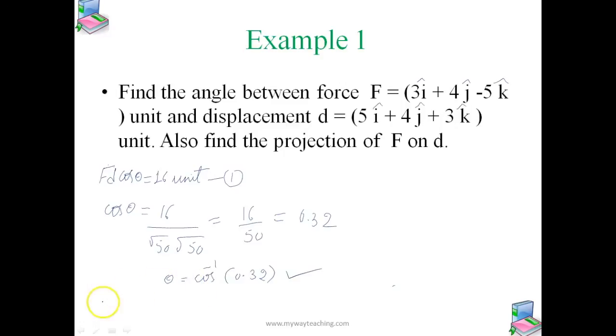Very simple. Using the scalar product of two vectors, we can solve this problem.